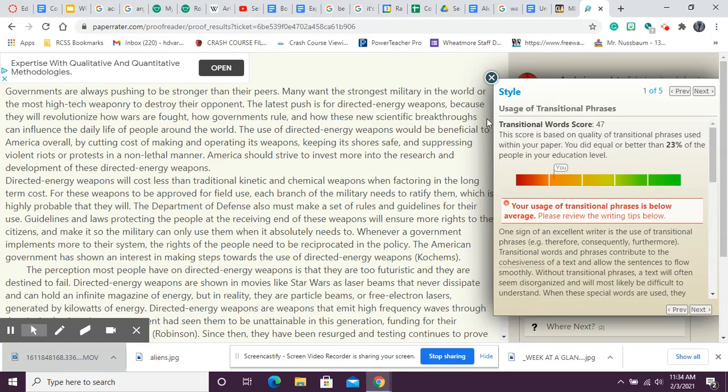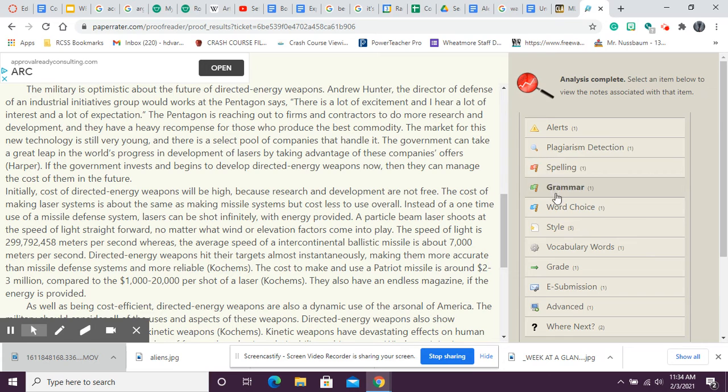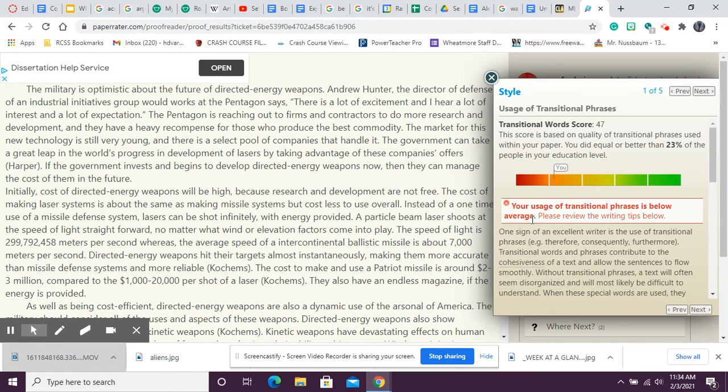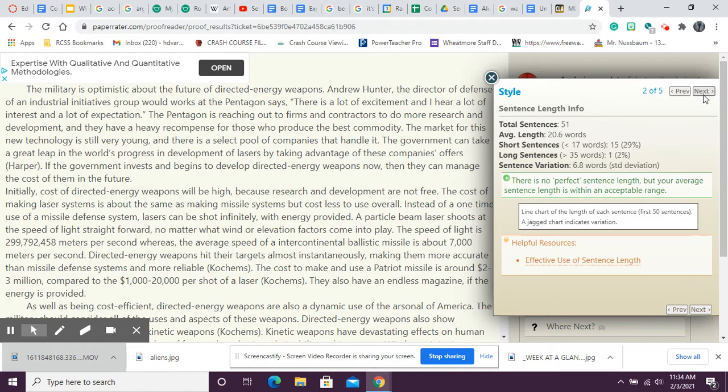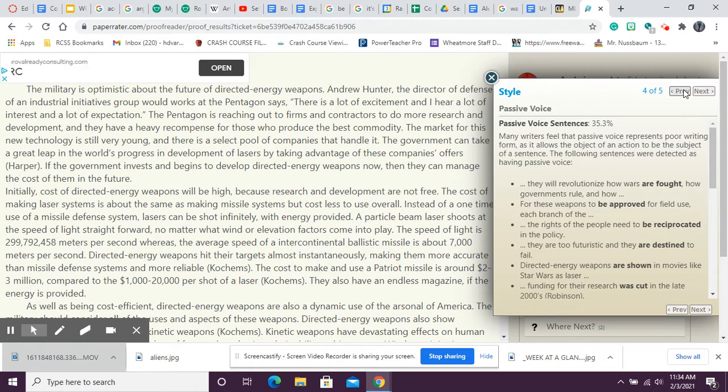And if you go over here, and you do, let's see, where were we at? Hold on, let me go through. Okay, so it gives you how you can make your transitional phrases better, all right? So style, there's no perfect sentence length, but this is above average sentence length. It just tells you total sentences, 51, and this is just what I copied and pasted. Average length is 20.6. Short sentence, long sentence, that kind of thing. It also has reflective use of sentence length. All right. Some of these aren't with premium, but that's okay.